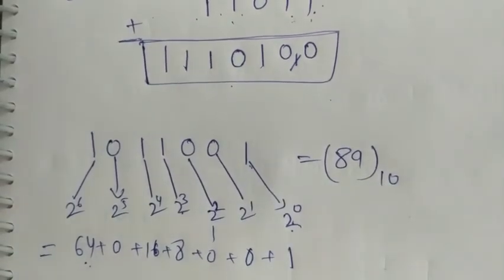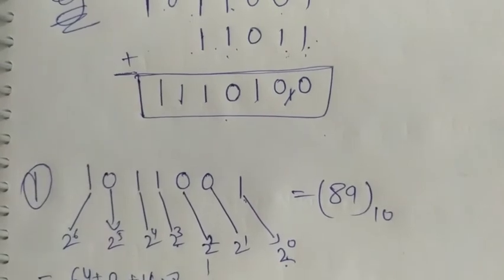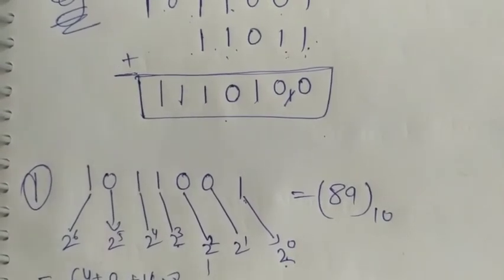Okay, and what is the second number? This is the first number and the second number is 11011.